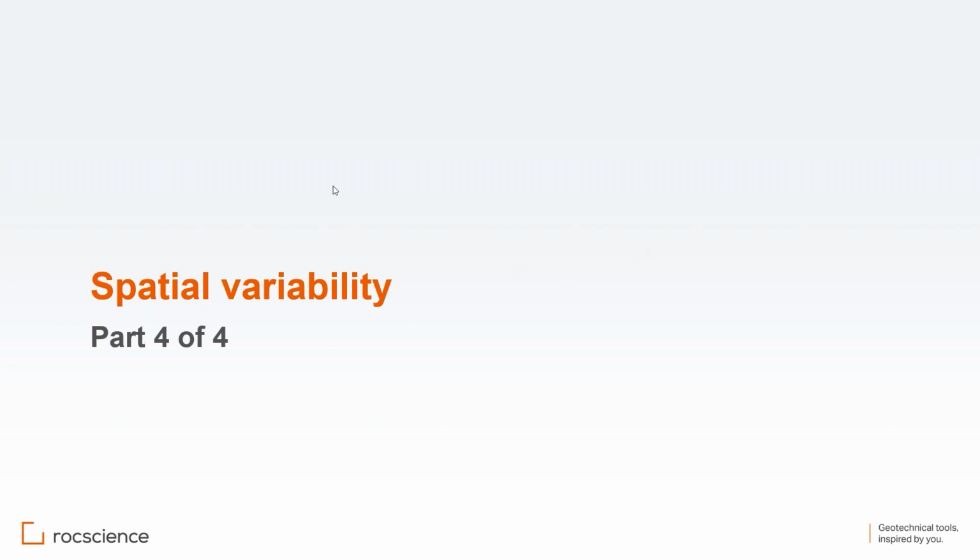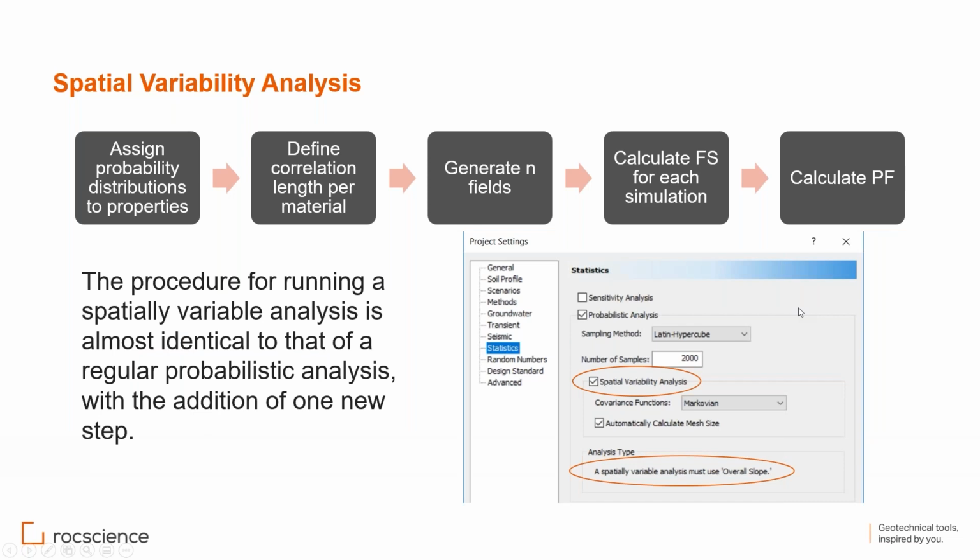Okay, so let's talk about the spatial variability. Basically, what we have talked about so far is a single random variable approach, which does not consider the spatial variability of the parameters. So this option is available in Slide2. In the project settings, statistics, you can see that there is a spatial variability analysis. You can turn it on, and it only works for the overall slope analysis because it doesn't mean anything to do global minimum deterministic when your material properties are changing in each simulation.